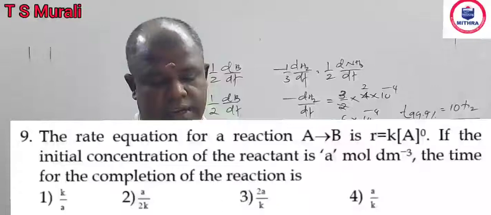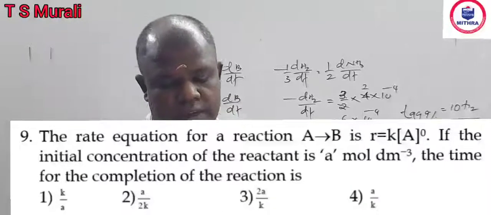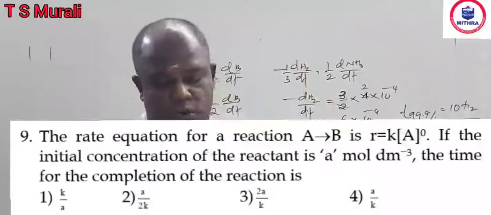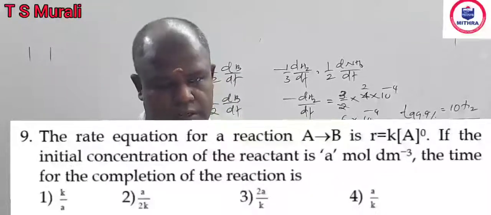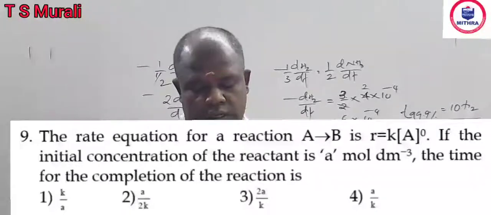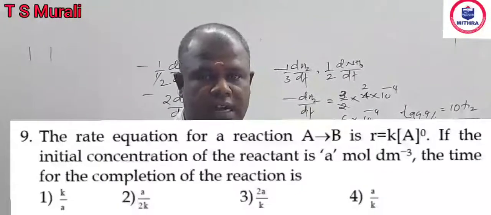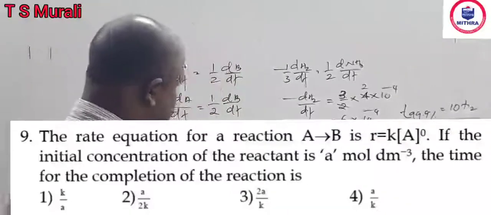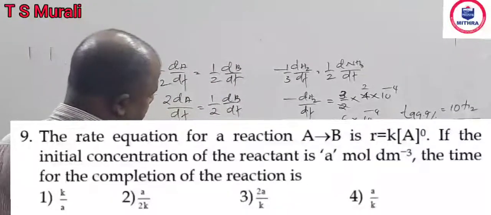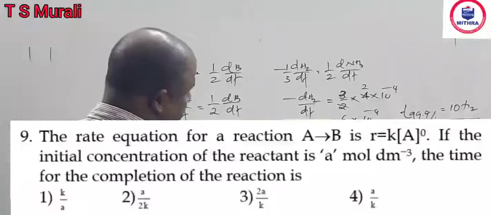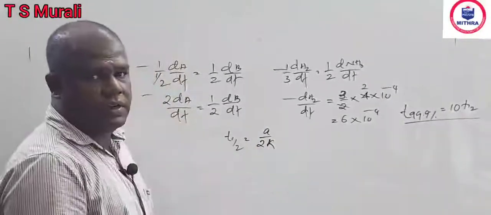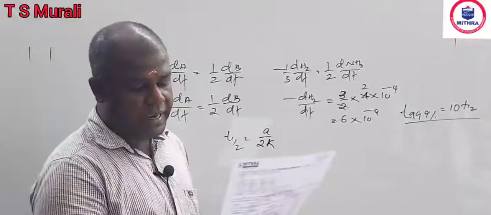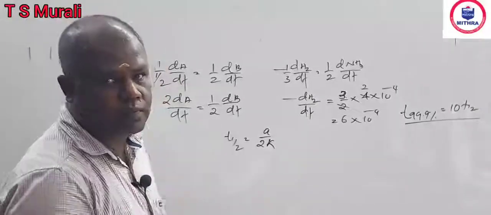Question number 9. Rate equation for a reaction A gives B is rate is equal to K into A to the power 0, meaning zero order. If the initial concentration of the reactant A is in mole per cubic decimeter, the time for the completion of the reaction is? See, for a zero order reaction, half-life is given by a formula: N0 by 2K. Or instead of N0, here they are giving it as initial concentration A. So A by 2K.